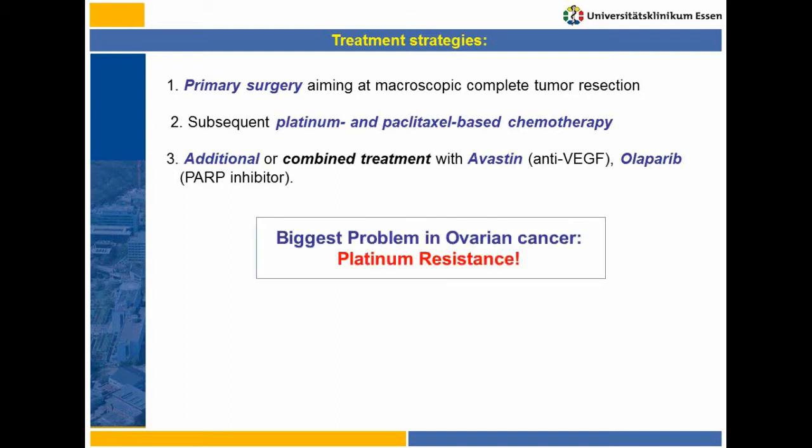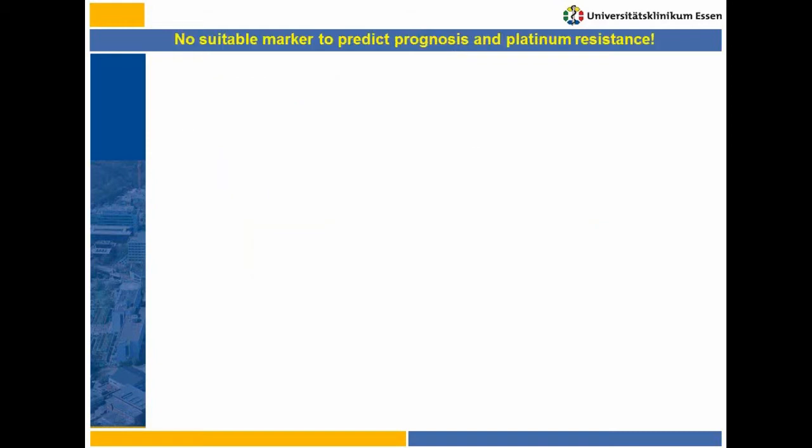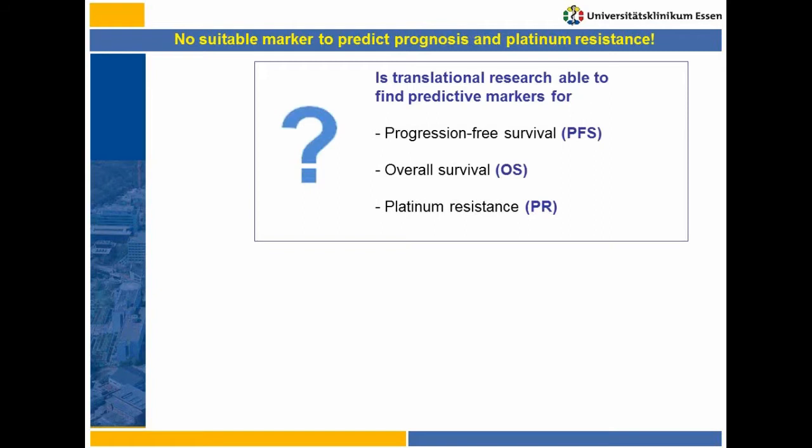Now, the biggest problem in ovarian cancer is platinum resistance, and about 15 to 20% of the patients do not respond to that chemotherapy, but this can only be assessed in the follow-up of the disease. So we have no suitable marker at the moment to predict prognosis and platinum resistance. So the first question is, is translational research able to find predictive markers, on the one hand for progression-free survival, PFS, overall survival, OS, or platinum resistance, PR?